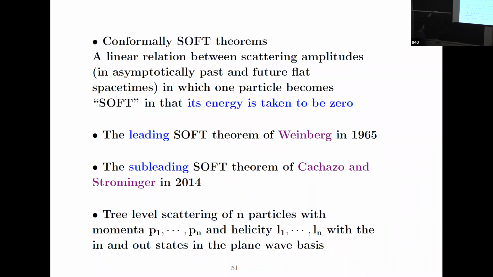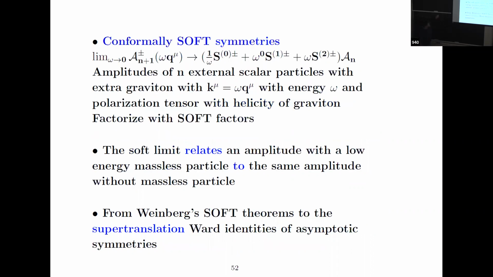So what is a soft theorem? It is a linear relation between some scattering amplitudes. You can take one particle's energy to 0, and Weinberg, and also Cachazo and Strominger, studied the subleading effect. Now we are considering some tree-level scattering of n particles. We have the momenta P1, P2, up to Pn and helicities, and we consider an extra particle, for example in the graviton case. This is a schematic expression for the theorem. On the left hand side we have n plus 1 particles, and on the right hand side n.